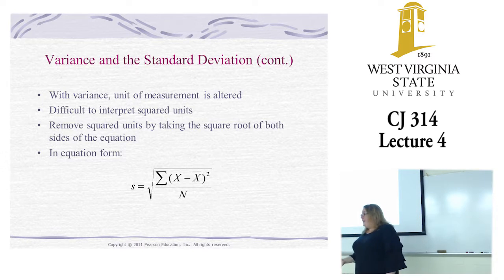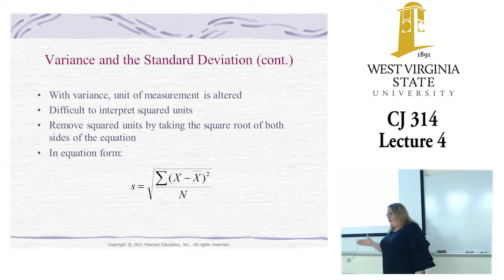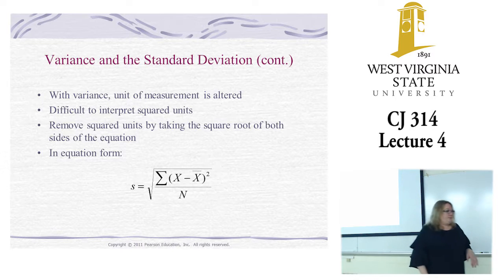So I know it seems complicated. Basically what we did was we squared everything to get positive numbers, added them all up, divided by n, and now we take the square root to get rid of the fact that we squared everything in the first place, to not have 0.